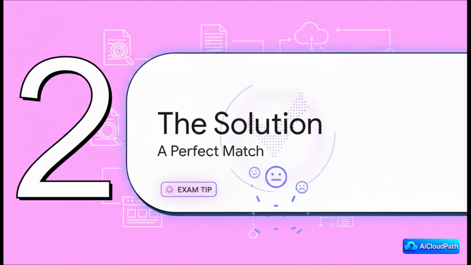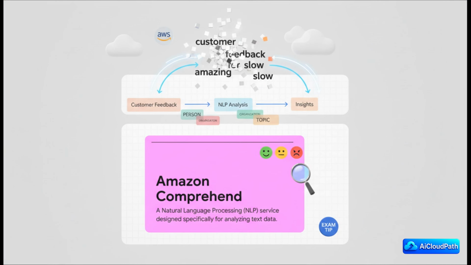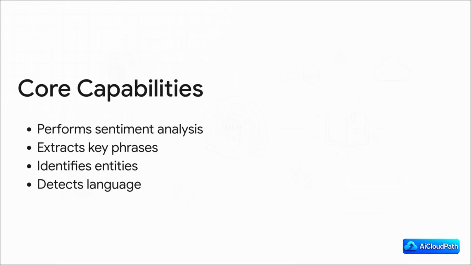We found our specialist. And here it is, Amazon Comprehend. I mean, the name really says it all. Its entire reason for being is to comprehend text. This is a service built for natural language processing, or NLP, which is basically the science of teaching computers to understand human language. It's designed specifically to find the meaning hidden inside our text data. Just look at this list of capabilities. It's like a checklist for our company's problem, and it ticks every single box.